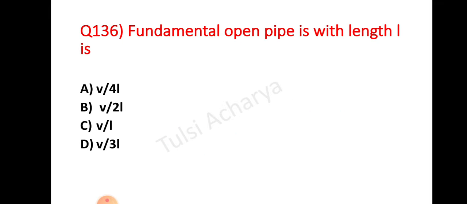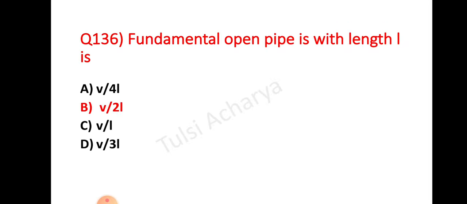Now let's move to question number 136. The fundamental frequency, the frequency is missing in this question. The fundamental frequency of an open pipe of length L is v upon 2L. So the correct answer for this question is v upon 2L, option choice B.